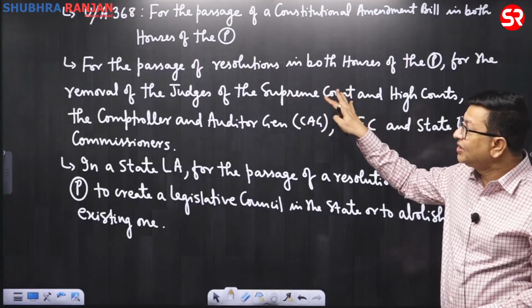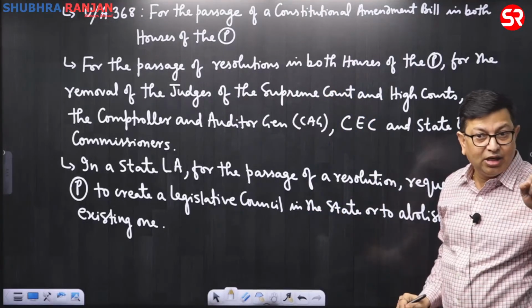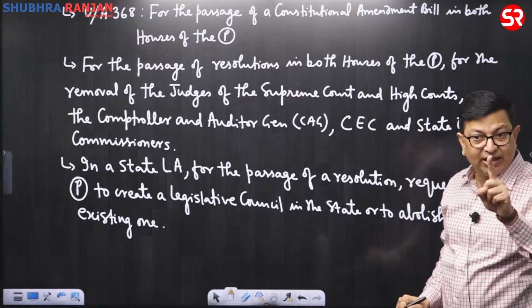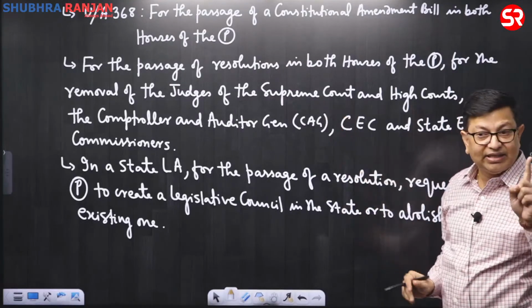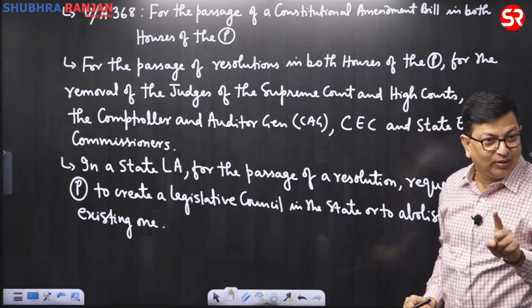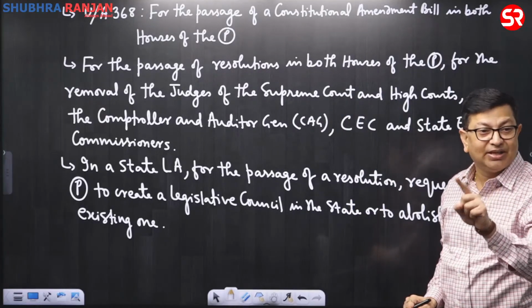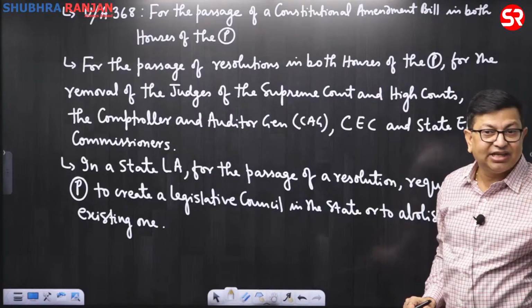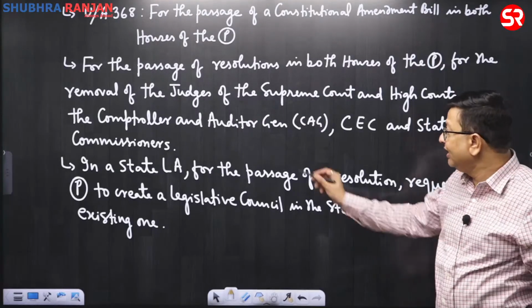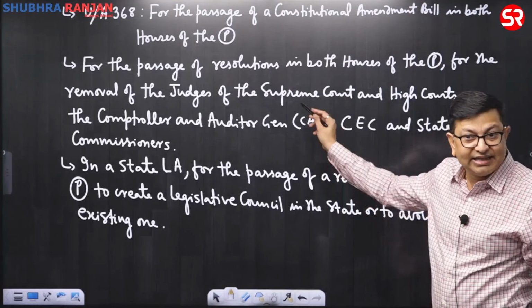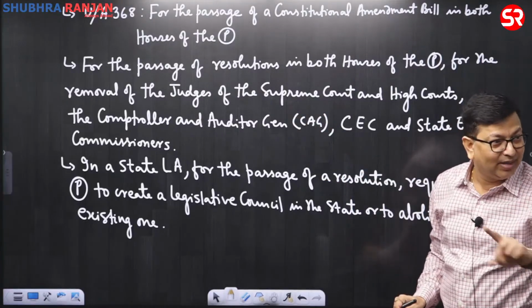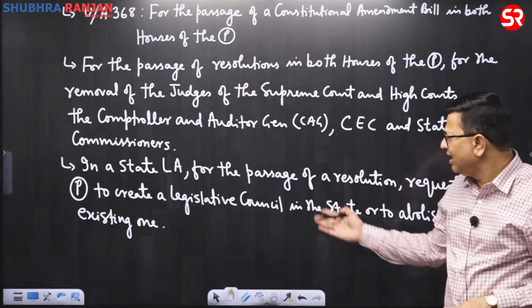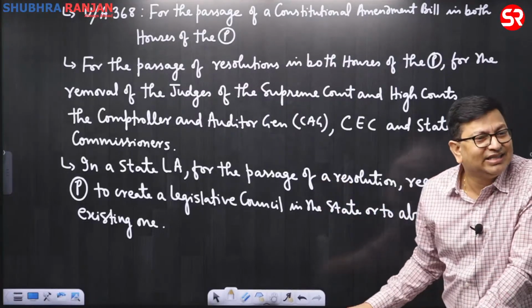So where will this special majority be required? First, for the amendment of the constitution under article 368. Second, if the judges of the Supreme Court and High Court are to be removed, if the chief election commissioner is to be removed, if a state election commissioner is to be removed, and if the CAG is to be removed, the resolution has to be passed by both the houses sitting separately by this special majority, and here in the state legislative assembly.